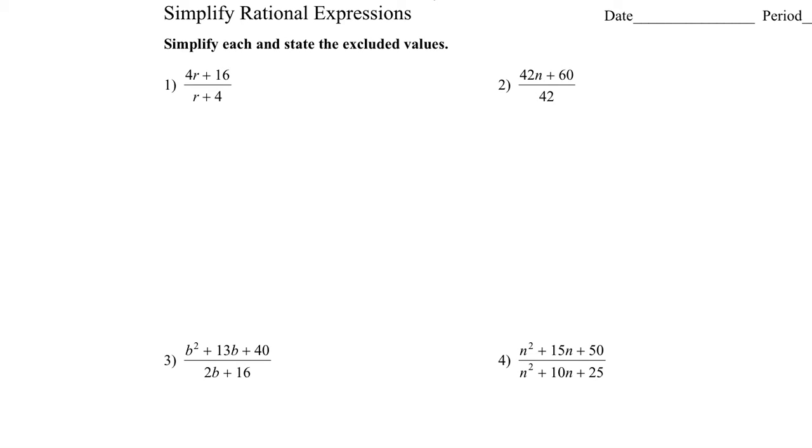So simplifying rational expressions, you need to factor anything that'll factor, and then cancel anything that cancels. So you factor both the top and bottom, and then you cancel.